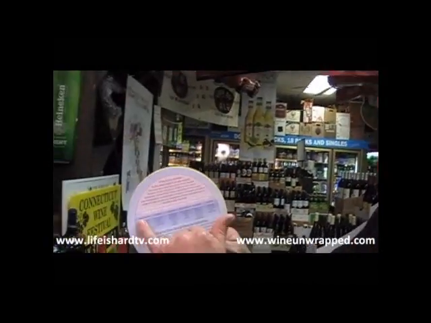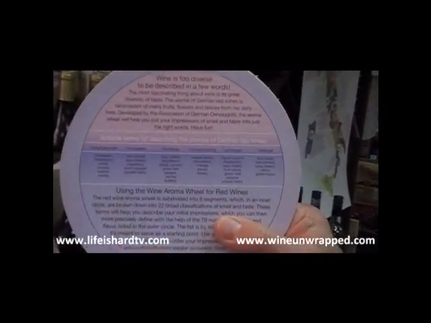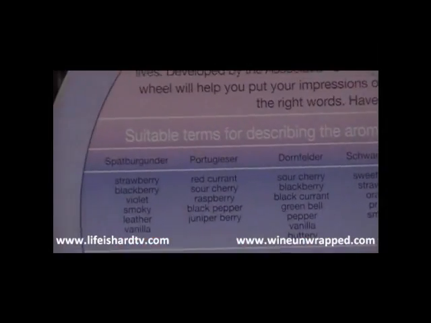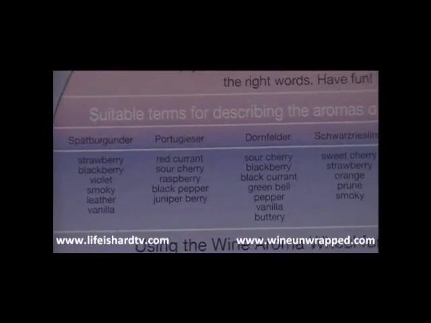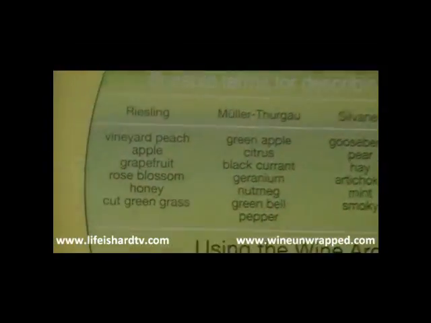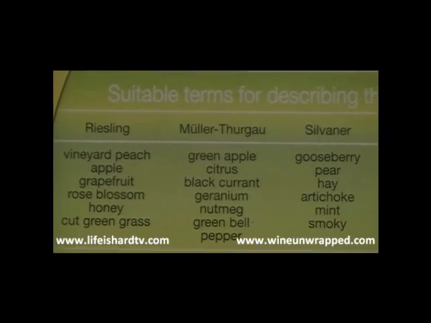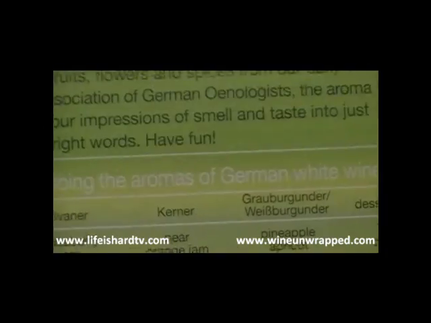Even on the back of these, they'll take different grapes, and like here's that Spätburgunder, which is really Pinot Noir. And here's a typical flavor: strawberry, blackberry, violet, smoky, leather, vanilla. For the whites, Riesling, the biggest grape in Germany. They're saying vineyard peach, apple, grapefruit, rose blossom, honey, cut green grass. So they've tried to make it easier for you, that you can just take a look at the grape. Here's some characteristics, and here's some things that it might taste like. So now as you're tasting it and smelling it, you can try to put two and two together.